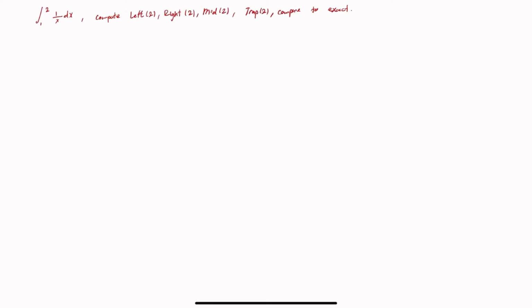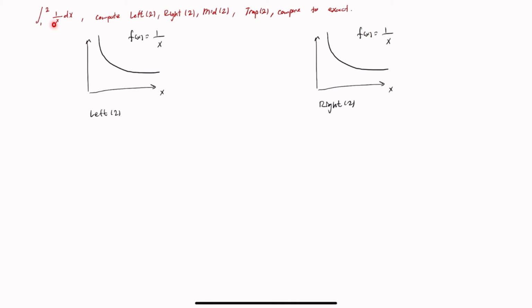Here we have the definite integral going from 1 to 2 of 1 over x dx. We want to compute the left of 2, right of 2, mid of 2, and top of 2, and then we compare to the exact. Here I took the function 1 over x and drew it in here.